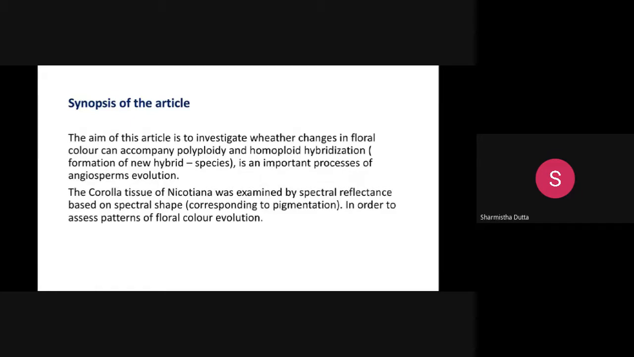The article goes like this. The main aim of the article is to investigate whether the change in floral color can be accompanied by polyploidy and homoploid hybridization. Homoploid hybridization is nothing but hybridization without change in the chromosome number, which is an important process in angiosperm evolution. For this article, the team members took the corolla tissue of Nicotiana and examined it by spectral reflectance. Spectral reflectance gives the presence or absence as well as the position and shape of specific features, and based on the spectral shape, which corresponds to the pigmentation, they assessed the pattern of floral color in the evolution.